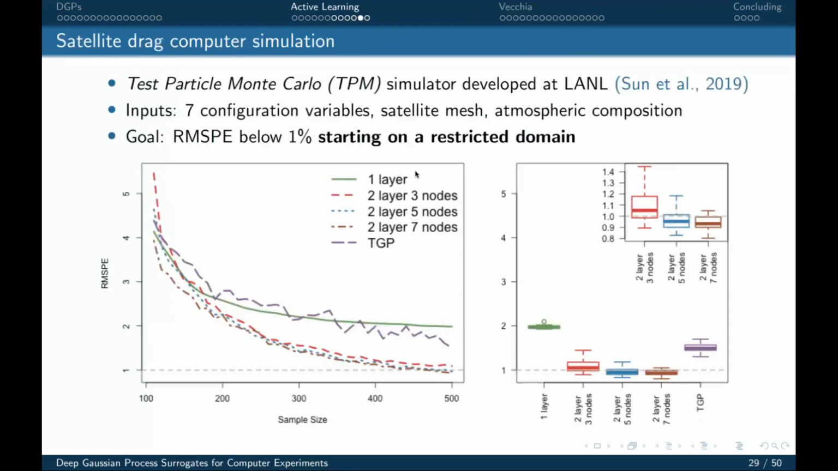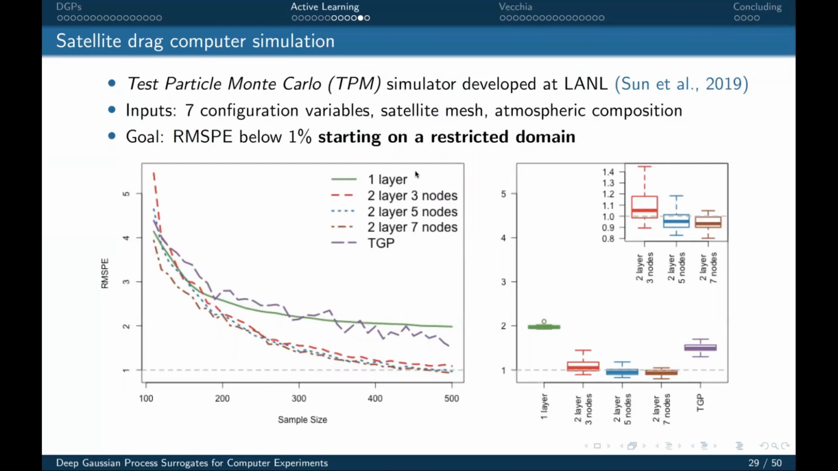We did the satellite drag one, where we showed that we get down to a certain accuracy faster than if we don't use the deep Gaussian process. So this is the ordinary Gaussian process. This is 3 variations on a deep Gaussian process with different numbers of layers and things. They all work about the same. So we learn faster when we have a higher fidelity model and when we choose the inputs where the model wants them. So Bobby.